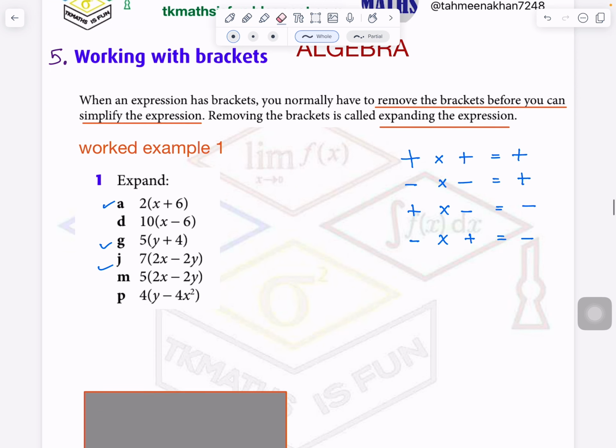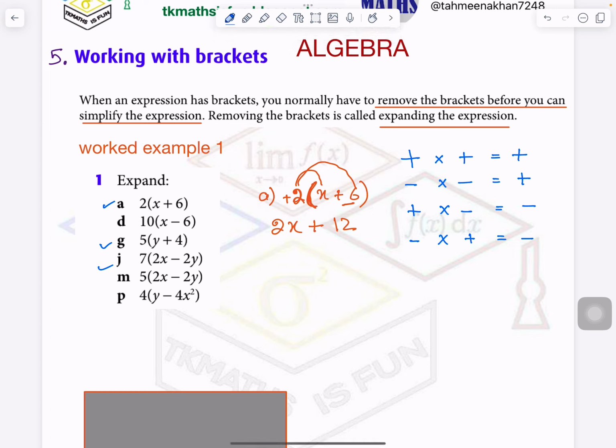Let me solve part A first. Part A is 2 bracket x plus 6. The number outside the bracket has no sign, remember, it is right outside the bracket, and it is multiplying. 2 multiplied by x is 2x. Now this sign is plus and 6's sign is also plus, so plus times plus is plus. 2 multiplied by 6 is 12. Finish, the expansion is done.